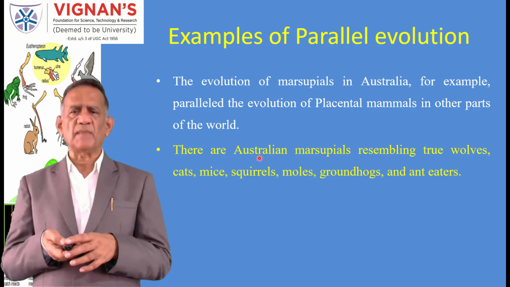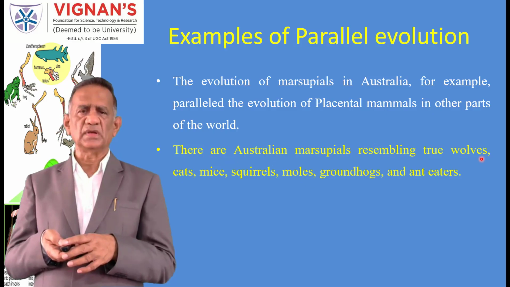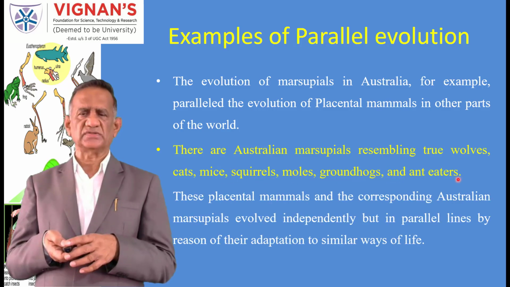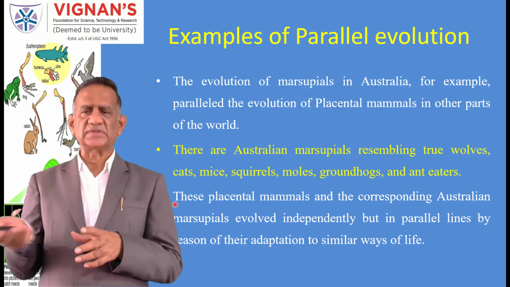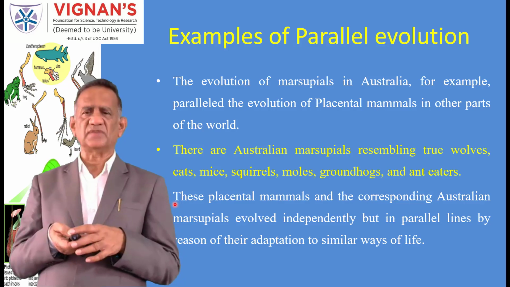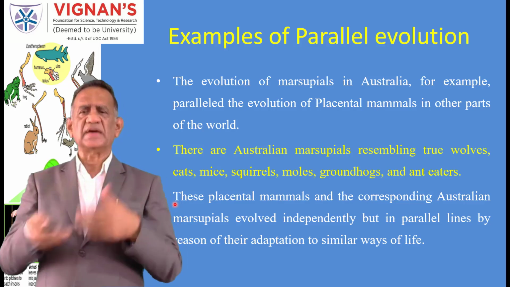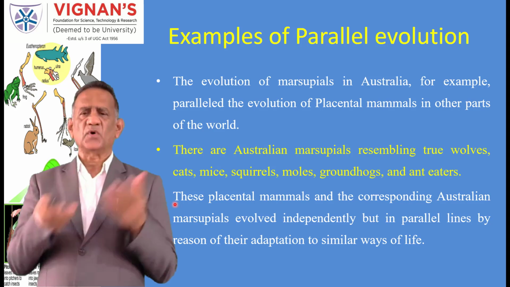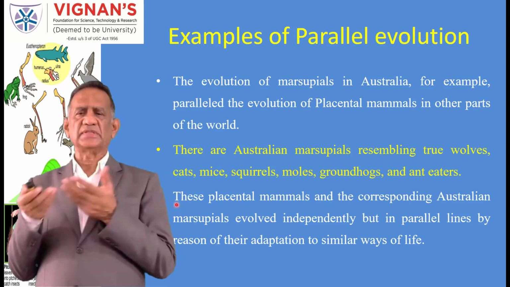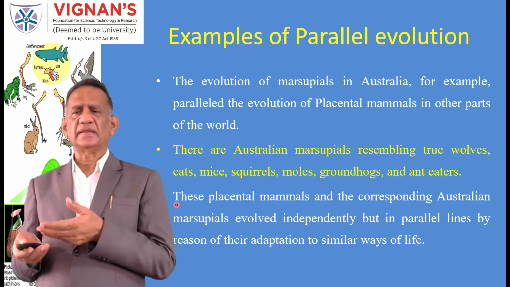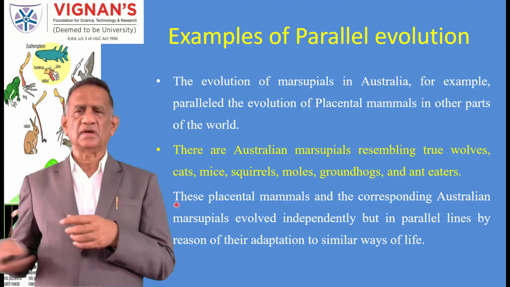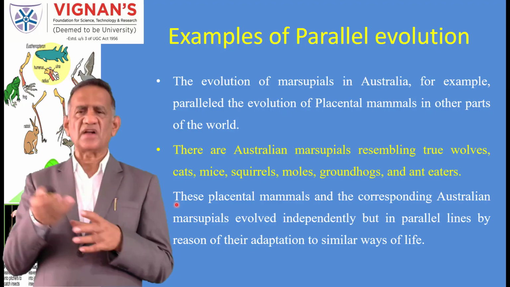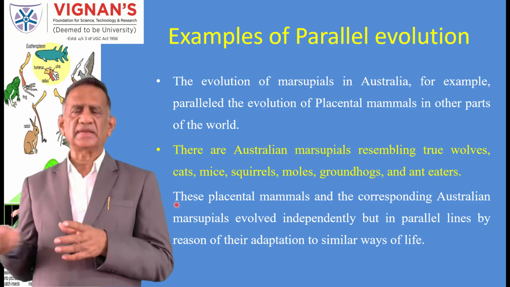Now, these Australian marsupials resemble true wolves, cats, mice, squirrels, moles, groundhogs, and anteaters. With regard to the anteater, I wish to let you know that pangolin, anteater, was in the news recently, because in Wuhan city of China, people are eating anteaters. The coronavirus is said to have come from the bat to the pangolin, and because people in China eat it, it spread across human beings in Wuhan city. So in that context, the anteater has come into the limelight at this time.